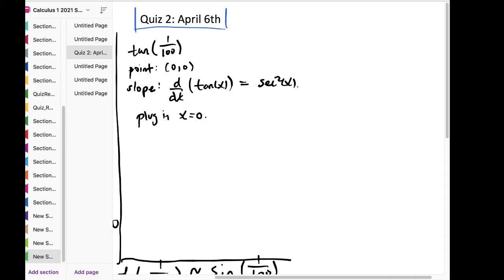Okay, what happens when you plug in 0? What's secant squared of 0? So remember, whenever you want to find secant or cosecant of a value, just remember what it is for sine and cosine. Yeah, it's 1 because cosine of 0 is equal to 1. Okay, good. So what is the linearization?